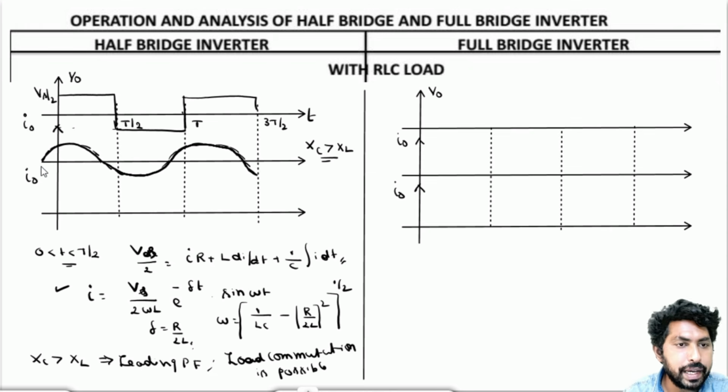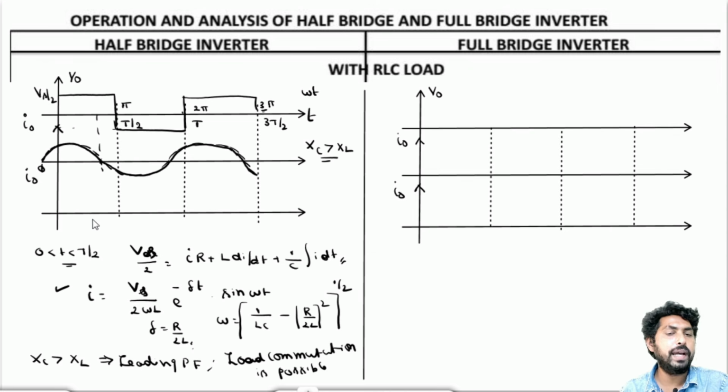So it is pi. If T by 2 is pi and T is 2 pi, let this be omega t, and it is 3 pi. So it will be like this, and here voltage is positive and current is also positive, so the conducting device will be S1. Here voltage is positive, current is negative, so the conducting device will be D1.